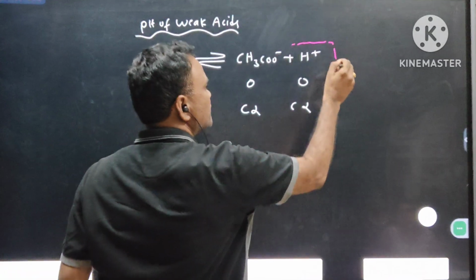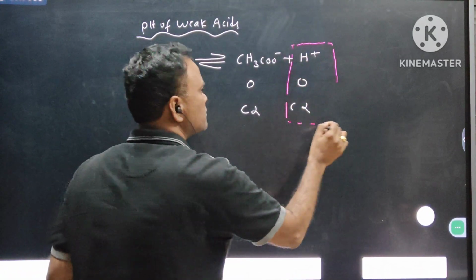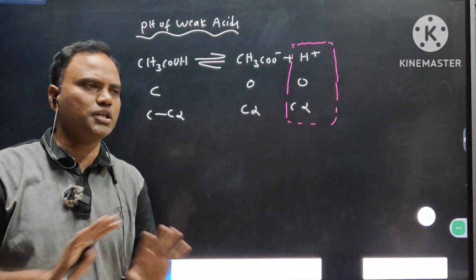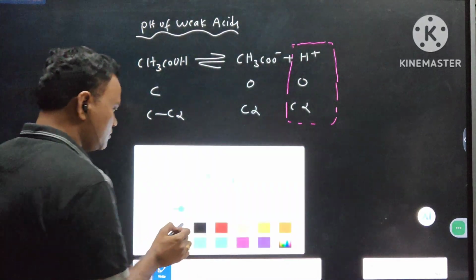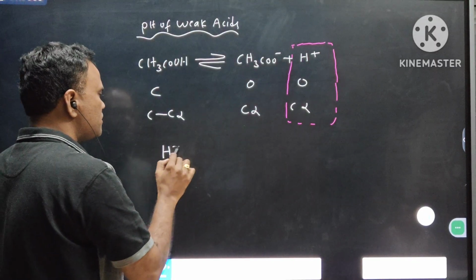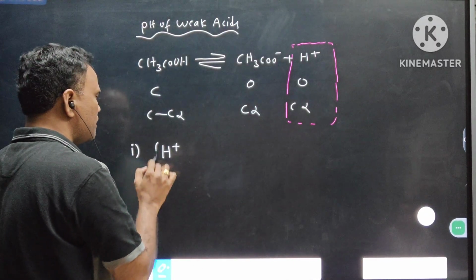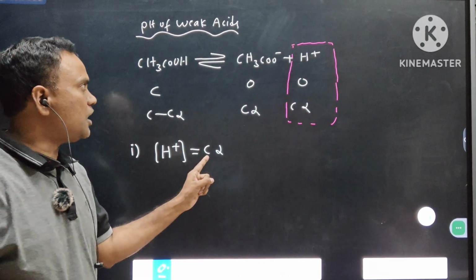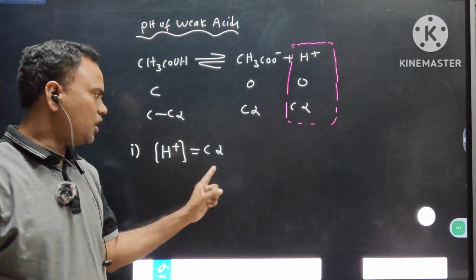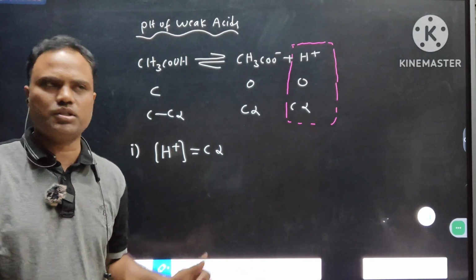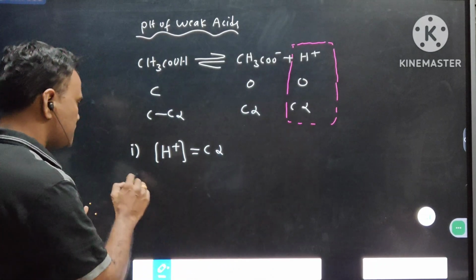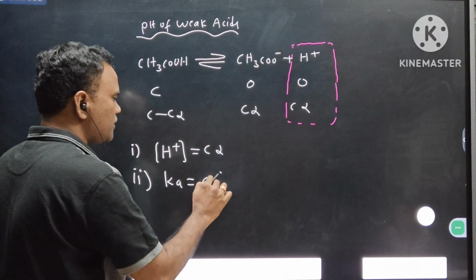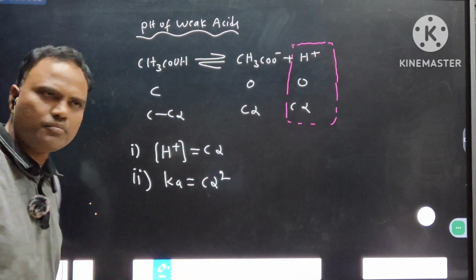Whenever you observe a weak acid, if you remember 3 formulas, that is enough. I will give the model question also. First important formula: H plus concentration is equal to C alpha, where C is the concentration of the weak acid and alpha is the degree of dissociation. Second, acid dissociation constant Ka is equal to C alpha square.